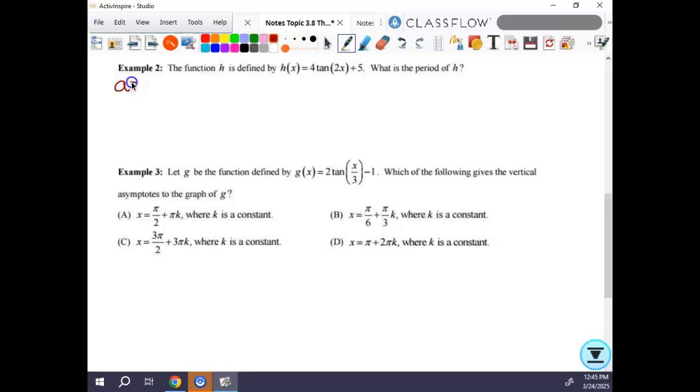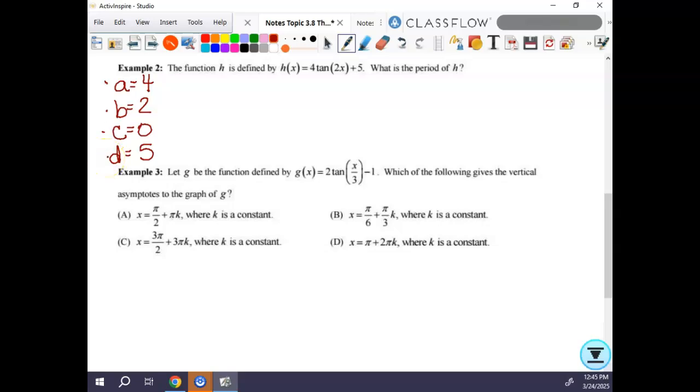So in this equation, what is A? 4. What is B? 2. What is C? Is there a C value? No, then C is 0. Because you could be asked for a value that's not there, it just makes it 0, because we're not shifting left or right. And then D is what? 5. Okay, so my vertical dilation, my horizontal dilation, my horizontal translation, and my vertical translation.